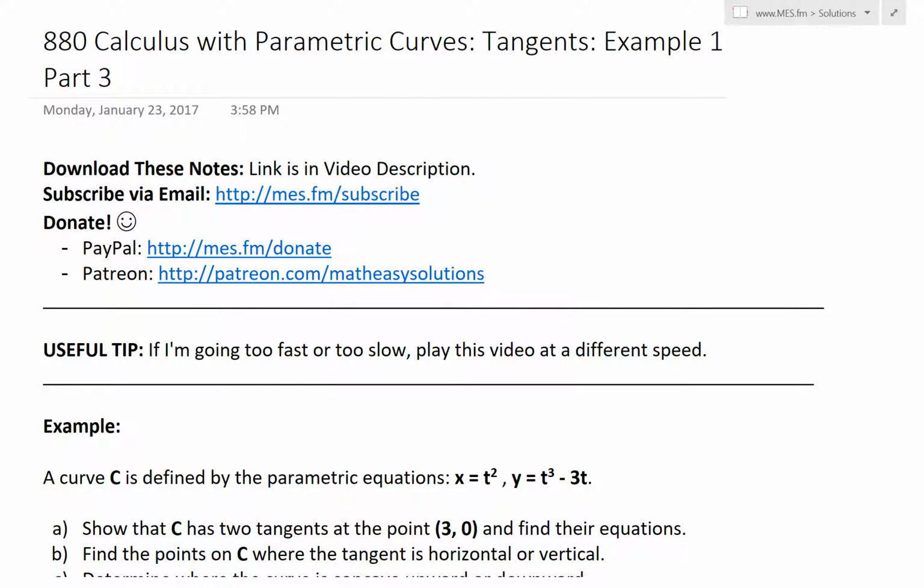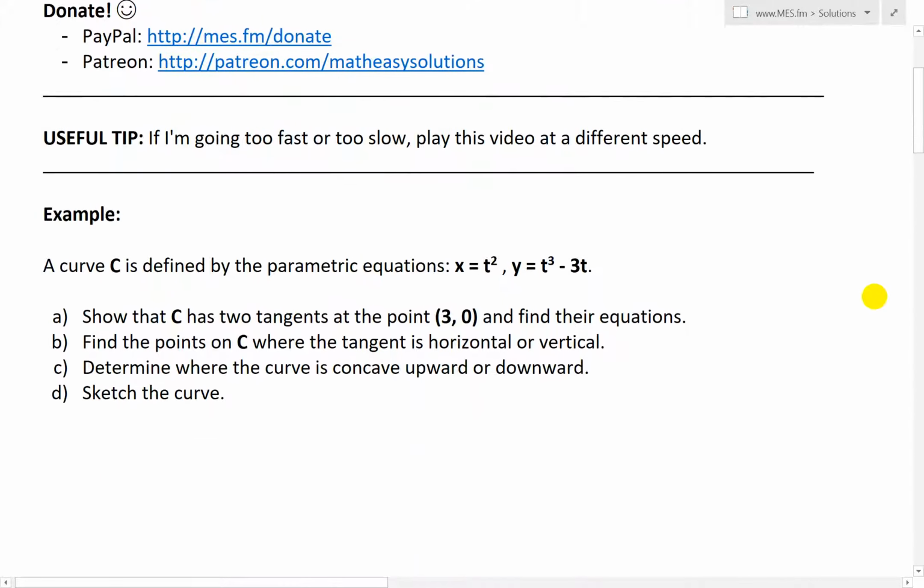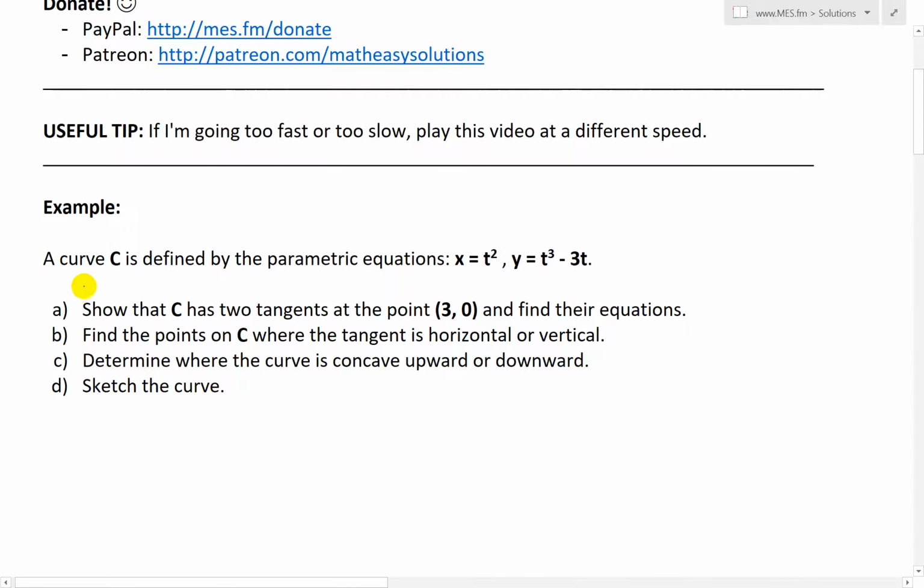To discuss further into calculus with parametric curves and look further at the tangent series and continue on Example 1 and go over part 3 of it. In my earlier videos I went over parts 1 and 2, which were dealing with parts A and B of this example question. But now in this video I'll go over parts C and D in this third part.